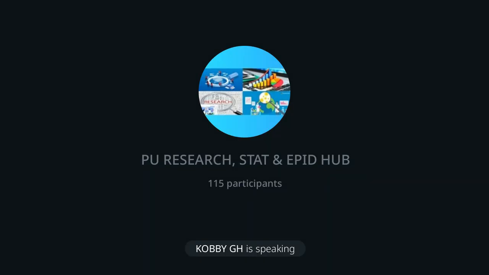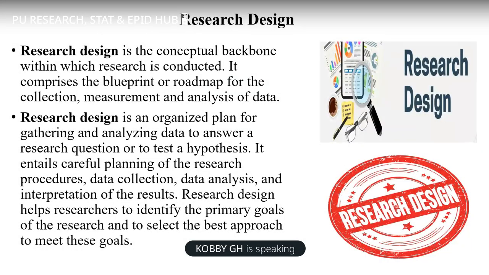Retrospective. Where do you start from? You start from now. Who do you start with? Someone with the disease or someone with an outcome. What direction are you going? You are going into their past to look out for what they were exposed to in the past. Is that okay? Yes. So basically, this is it about cross-sectional, the 3 common study designs.